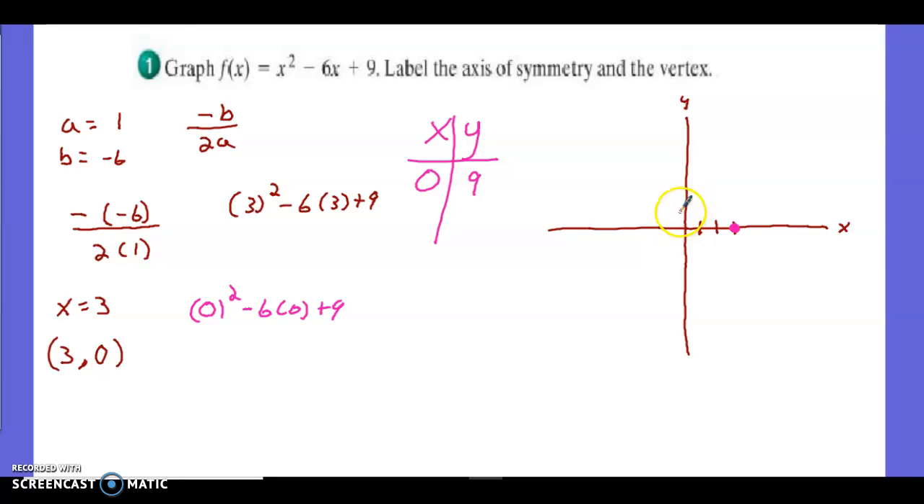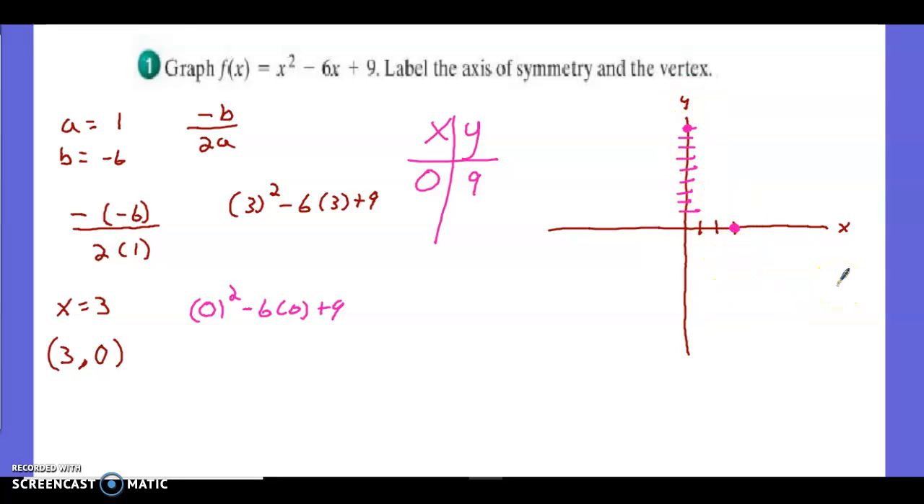So we would count up 9: 1, 2, 3, 4, 5, 6, 7, 8, 9. My x is 0. My y is 9. So that would be a point that this graph is going to go through. So I would go down like this. That would be half of it.